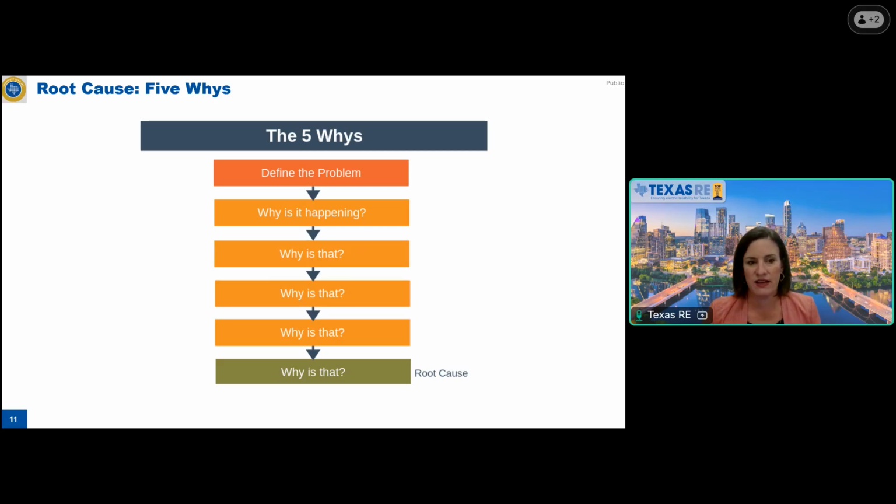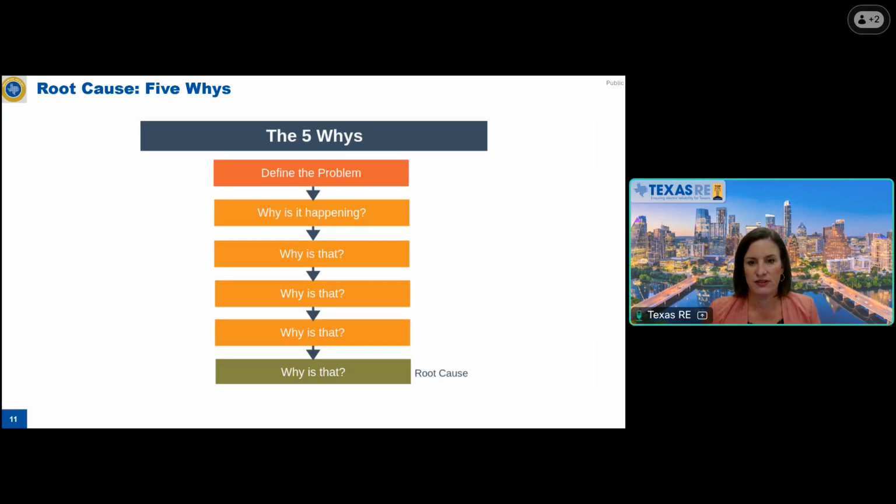Did someone make a mistake because they needed more training? Did someone make a mistake because they didn't have a good procedure to follow? Did they make a mistake because perhaps they needed more oversight? Why is that? Why is that? Ask yourself why at least 3 or 4 times. But if you ask yourself 5 times, the last answer is going to be your actual root cause. Just remember that you need to keep drilling down.